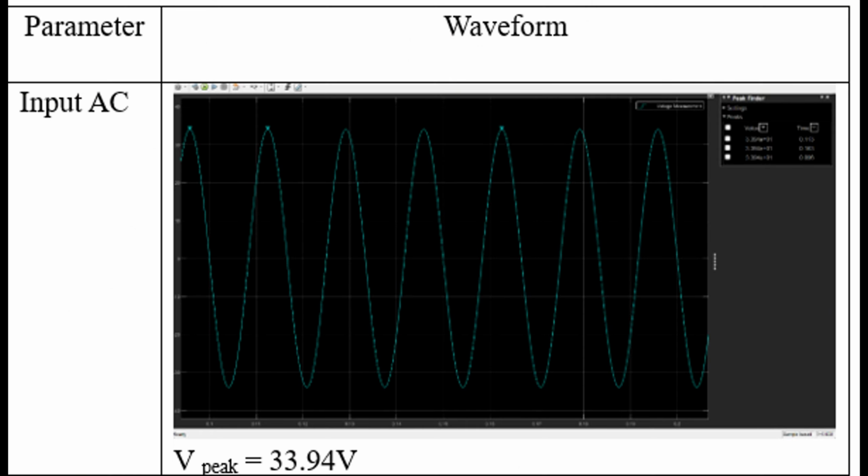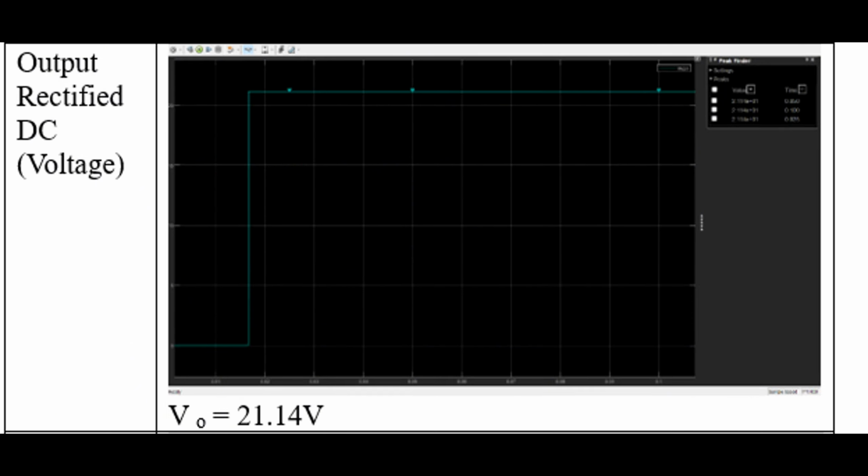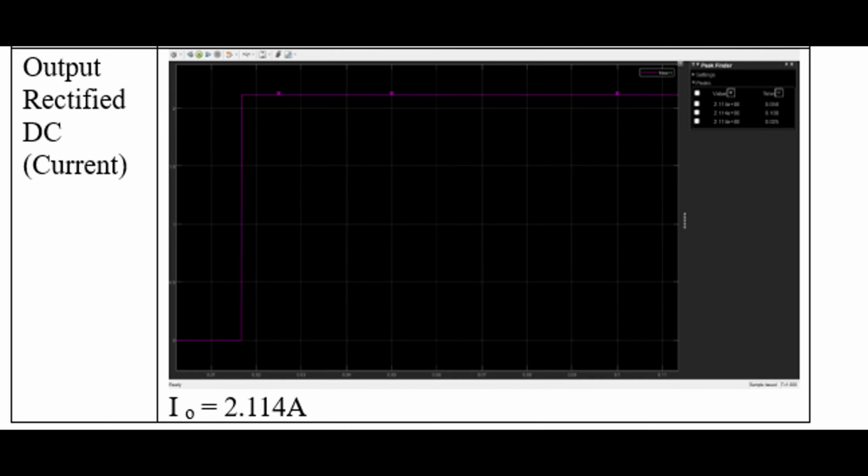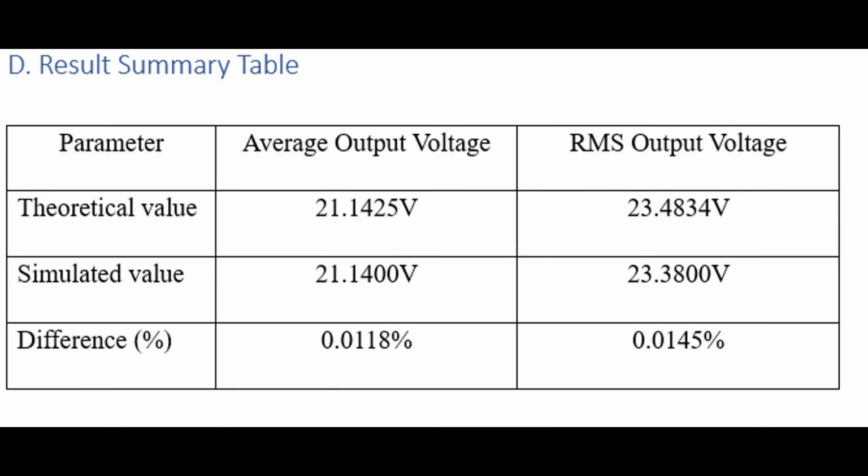Now I'm going to show the waveform of the simulation result of our circuit. First, this is the AC input waveform. We get the V peak equals 33.94 volt. Next, this is the waveform of output rectifier voltage, and we get the output voltage equals 21.14 volt. And lastly, this is the waveform of output rectifier current we get, and we get output current equals 2.114 ampere.